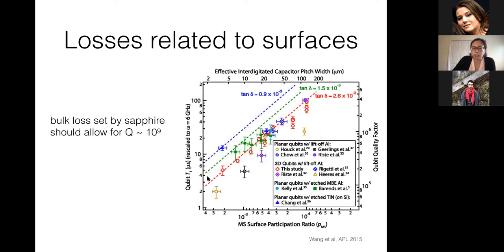You could see that there was a scaling of the total quality factor. The bulk losses set by all of the components should allow for Qs of something like 10 to the 9, but you can see that in general, it's hard to break a Q of about 1 million. And you see this clear scaling with surface participation ratio, both in this study and also in many other published data sets that show that these losses are likely related to surfaces or interfaces.